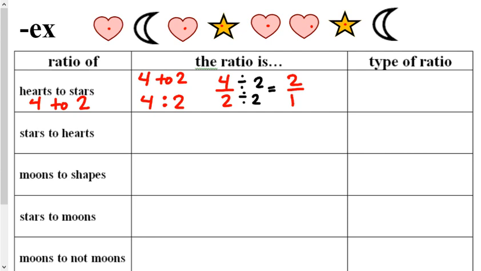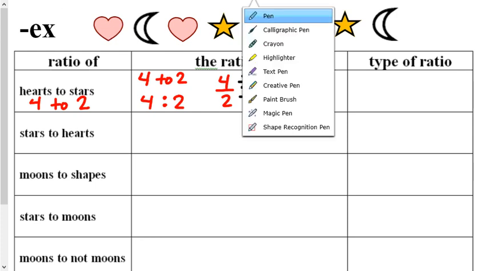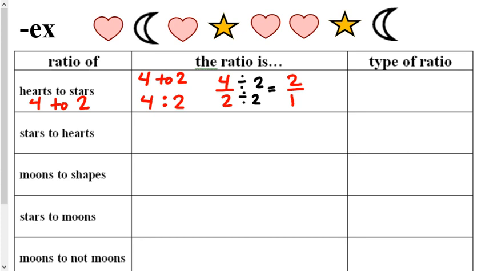So now what this means is then for every 4 hearts there's 2 stars. So in my group there's 4 hearts and 2 stars. Notice if I simplified that, I could say that for every 2 hearts there is 1 star. And I can show that if I wanted to by saying, well, for these 2 hearts there's 1 star. And for these 2 hearts, there's also 1 star. So for every 2 hearts in the group, there is 1 star. Notice I didn't do anything with the moons because the ratio doesn't say anything about moons.